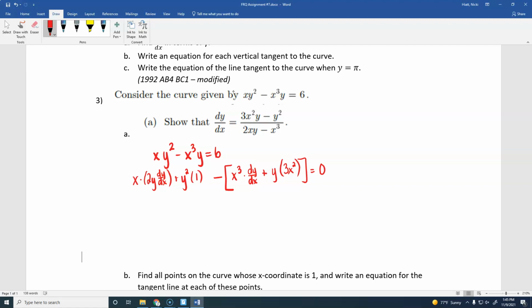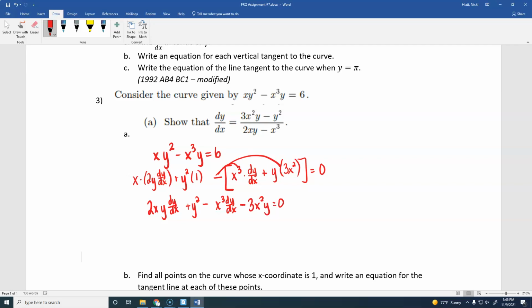So we can distribute this negative here, and we'll have 2xy dy dx plus y squared minus x cubed dy dx, plus, oh no, minus, thank you, minus 3x squared y.